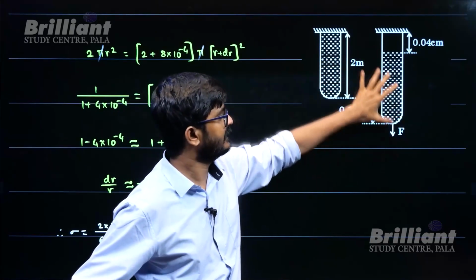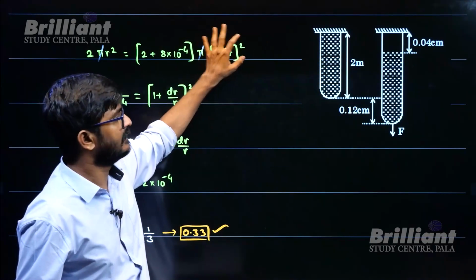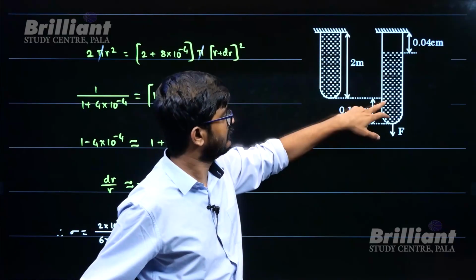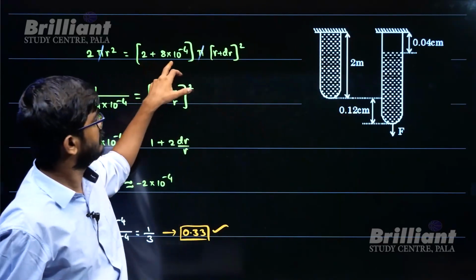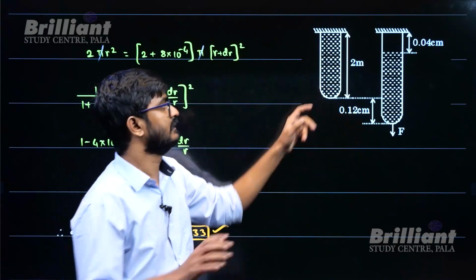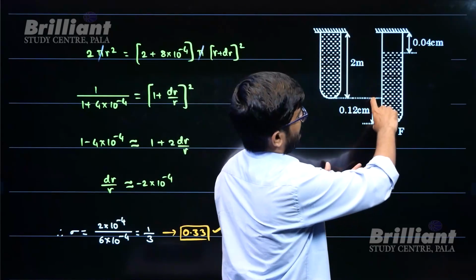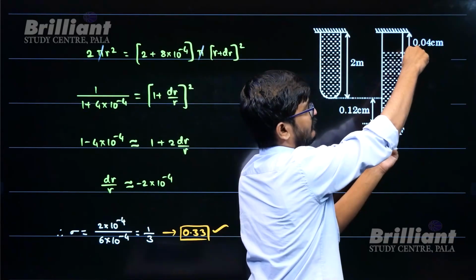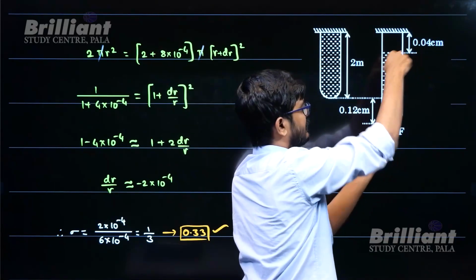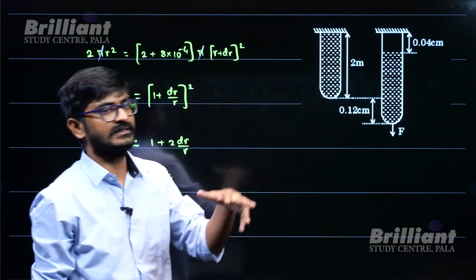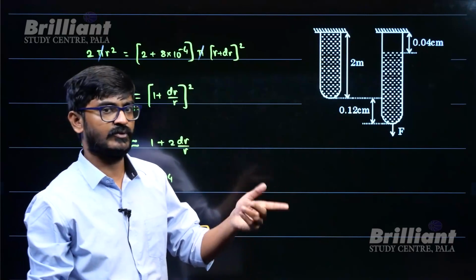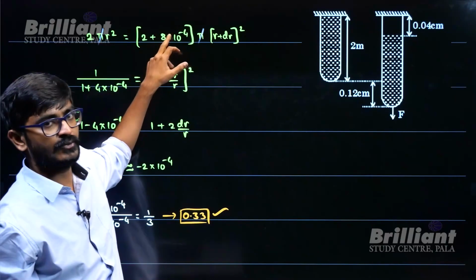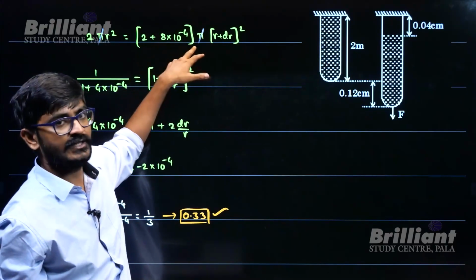Now volume of the water finally is pi into radius square, this is the area, into the length of the water. Length of the water is how much? Okay, this is 2.12, but out of 2.12, 0.04 is not water. So 2.12 minus 0.04 is 2.08, I mean 2 plus 0.08 centimeter. 0.08 centimeter is 0.08 into 10 power minus 2 meters. So what is the new length of the water? 2 plus 0.08 centimeter, which is 8 into 10 power minus 4 meters.